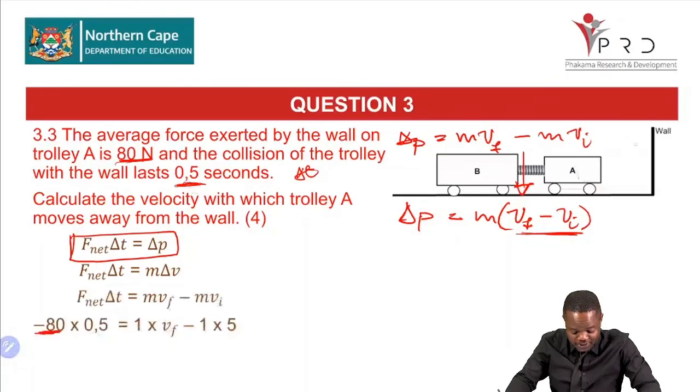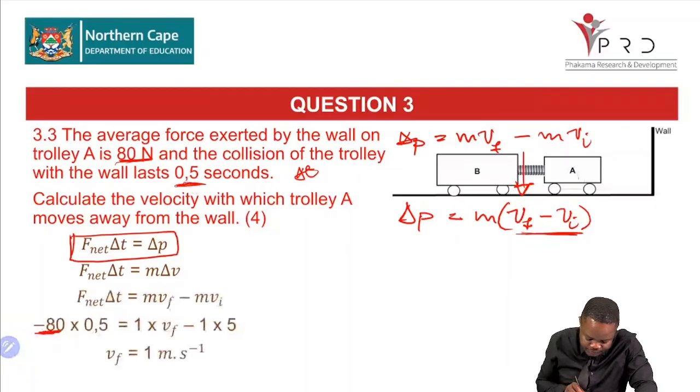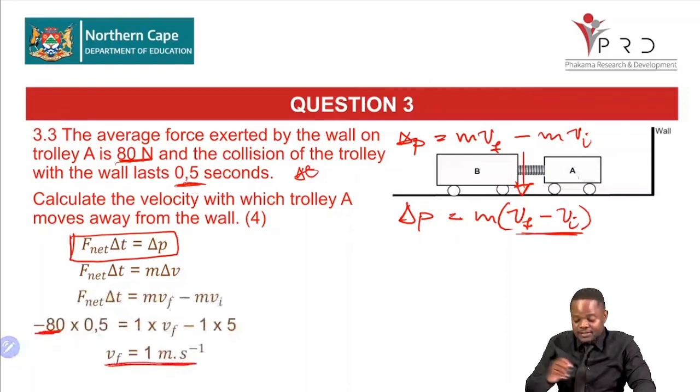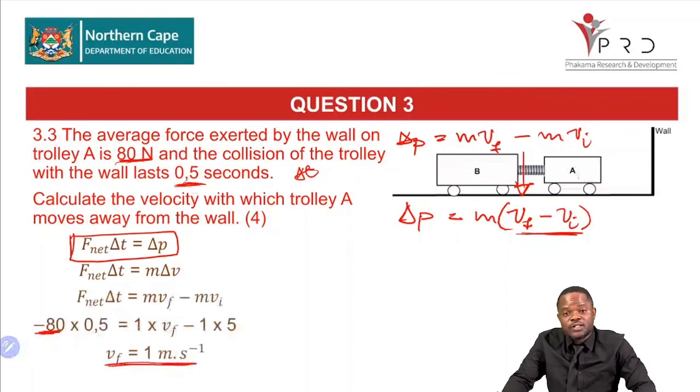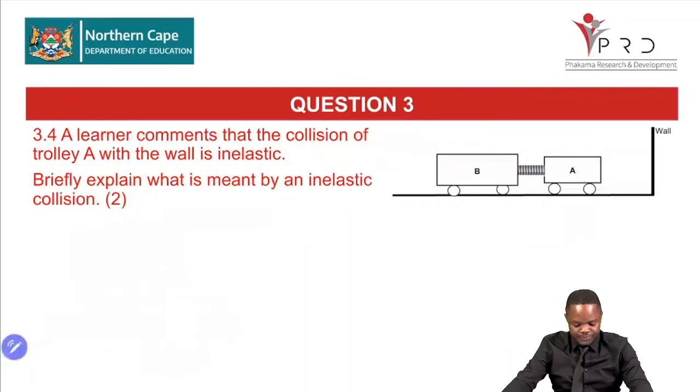You have your formula now, you have your equation, you have substituted. Let's solve for our VF. We're getting a positive 1 meter per second. So this is the velocity with which it is going to leave the wall. It will leave the wall with a velocity of 1 meter per second. Right, I hope you were able to get that, grade 12.